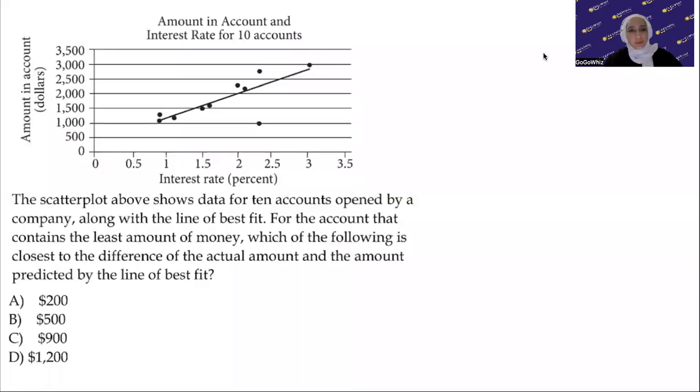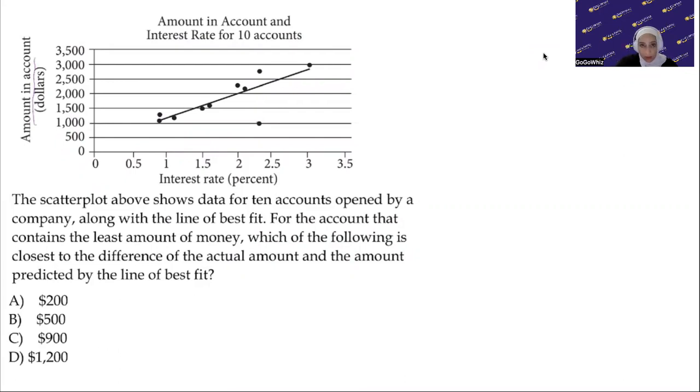Hi, everyone. Now we're looking at another scatter plot with this question, and it says that the scatter plot above shows data for 10 accounts opened by a company, along with the line of best fit. So these are bank accounts, right? We're talking about money sitting in bank accounts, and the line of best fit.